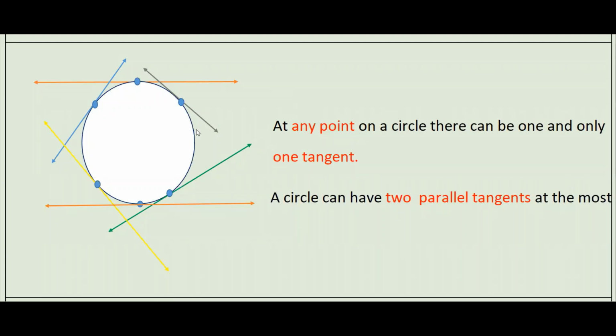And we know that a circle is made up of infinite points, so we can draw infinite tangents for a circle. At any point on a circle, there can be one and only one tangent. If you see this figure, you can draw only one tangent at one point on the circle. And here, these two tangents are parallel, so a circle can have two parallel tangents at the most.